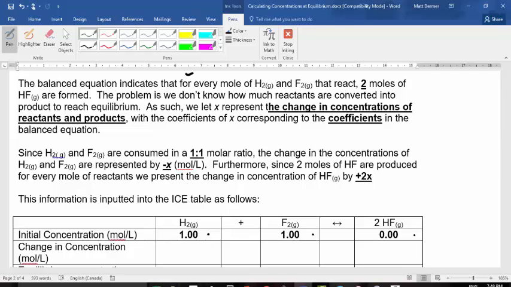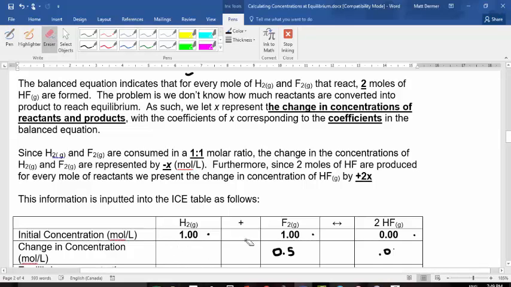will still be observed. So, in other words, hypothetically, let's just say only 0.5 moles per liter of hydrogen was consumed. The same amount of fluorine would also be consumed because the ratio is 1 to 1. So, if 0.5 moles per liter of hydrogen gas was consumed, then I would also expect 0.5 moles per liter of fluorine gas to be consumed. And because the ratio between reactants and products is 1 to 2, I would then expect 1 mole per liter of hydrogen fluoride to be produced as a result.